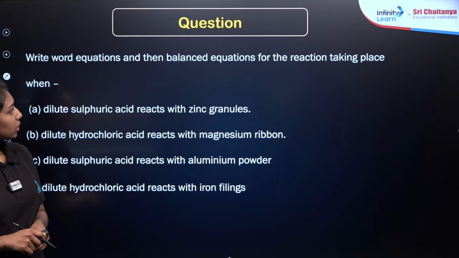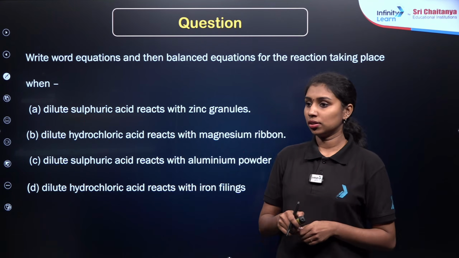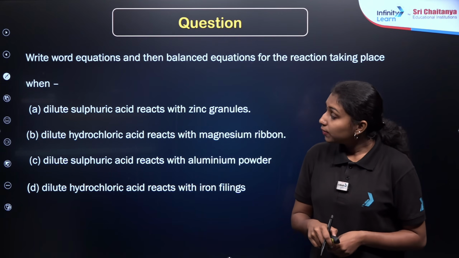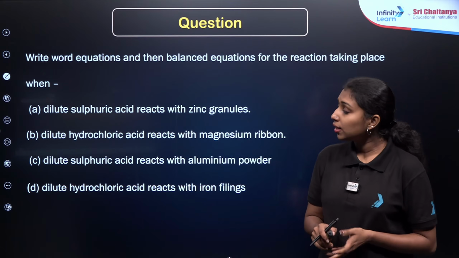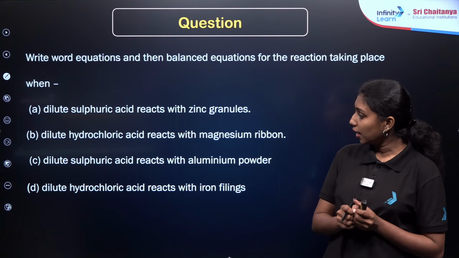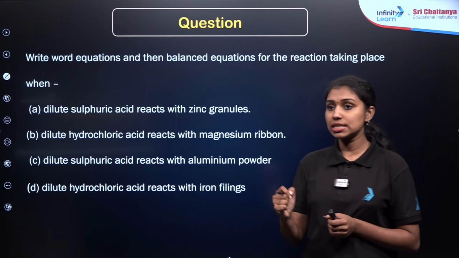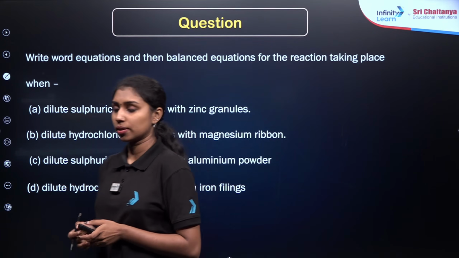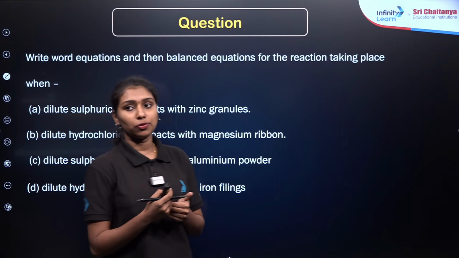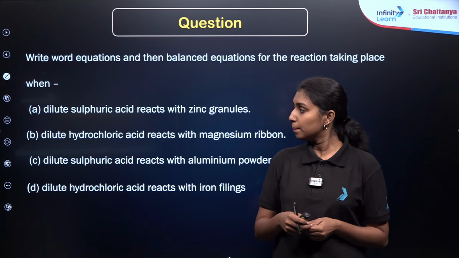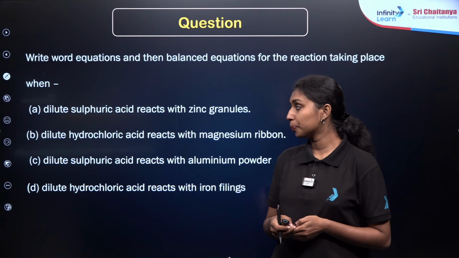Here is the next question. Write word equations and then balanced equations for the reaction taking place when dilute sulfuric acid reacts with zinc granules. And 4 sub-reactions are given here. You need to identify the word equations as well as the balanced chemical equations. We have already studied balanced chemical equations in the first chapter, right? So this is about the reaction of acid with metal.